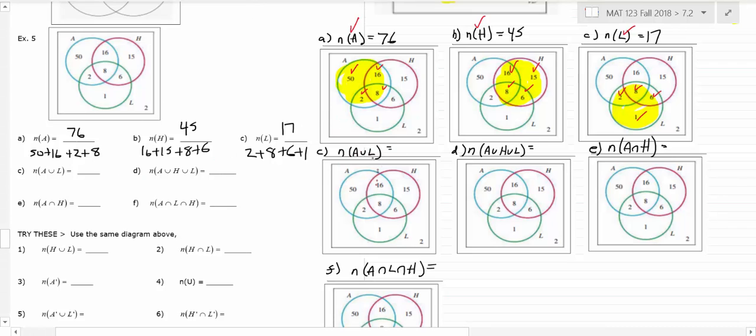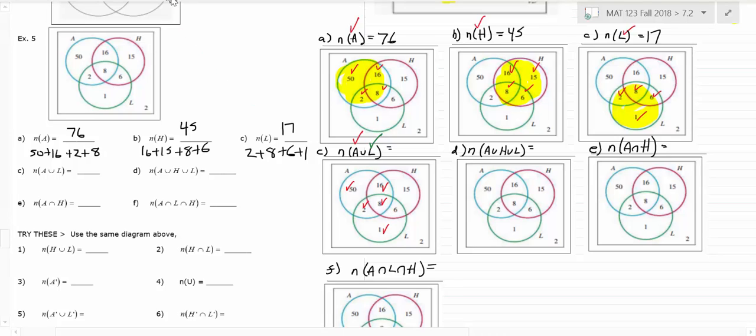So what I'm going to do is just check everything, and then again, when we do a union, we don't duplicate anything. So everything that's in A is going to be 50, 16, 2, and 8. Everything in L, I will use a green check mark. So we've got the 50, the 16, the 2 and the 8, like that. And then the green check mark would be everything inside of L.